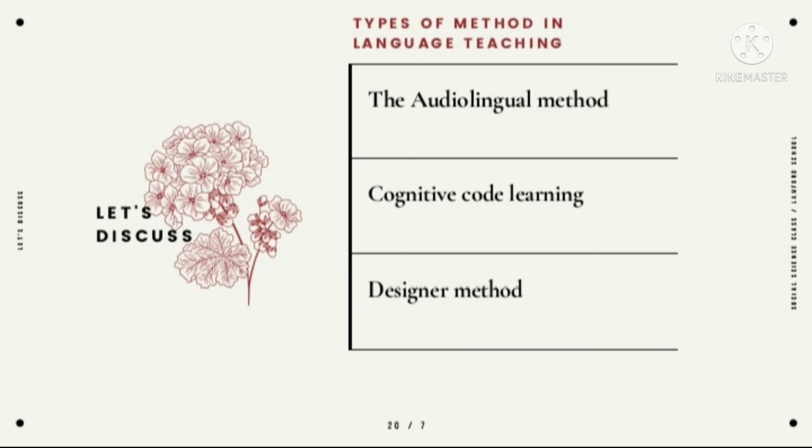Okay, now the second method, or the fifth method, is cognitive code learning. Actually, this method uses deductive rule learning into knowledge classes. So this method is a combination of the audiolingual and grammar translation techniques.